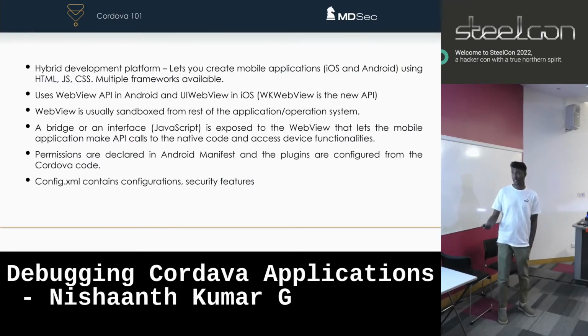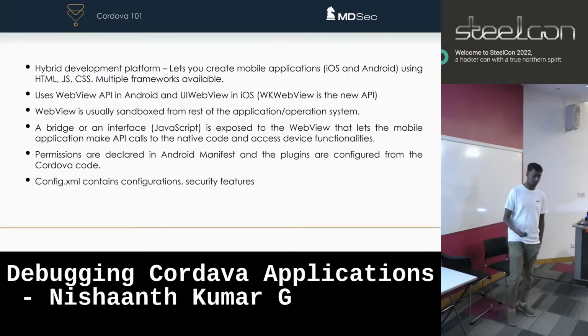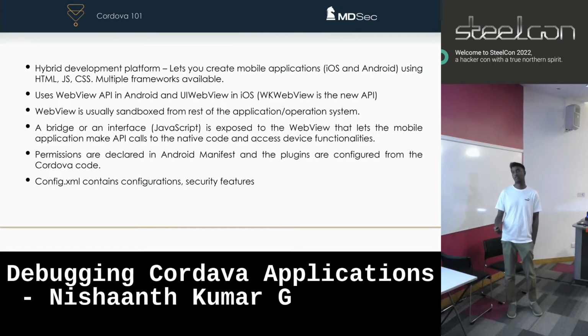And the config.xml, which we'll be looking at, is one of the key files in Cordova in terms of audit.